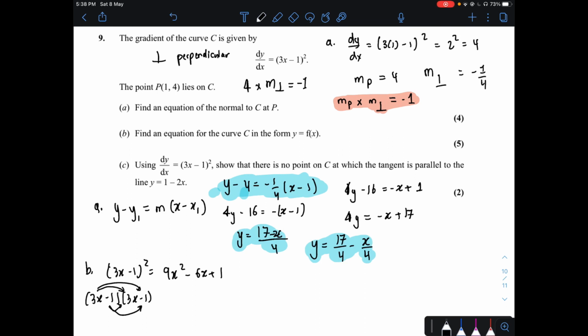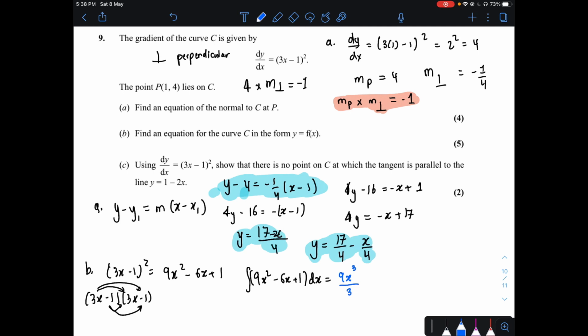So we now have to integrate that, right? So if we have to integrate that, that becomes the integral of 9x squared minus 6x plus 1 dx. So how do we integrate this? Same thing as before. We increase the power by 1 and divide by the new power. So for 9x squared, the key thing here is 2 plus 1 is 3, and divide by 3. That's the key step here.